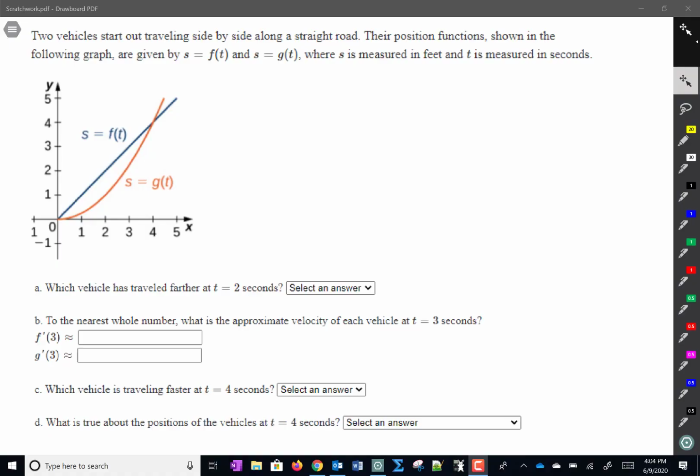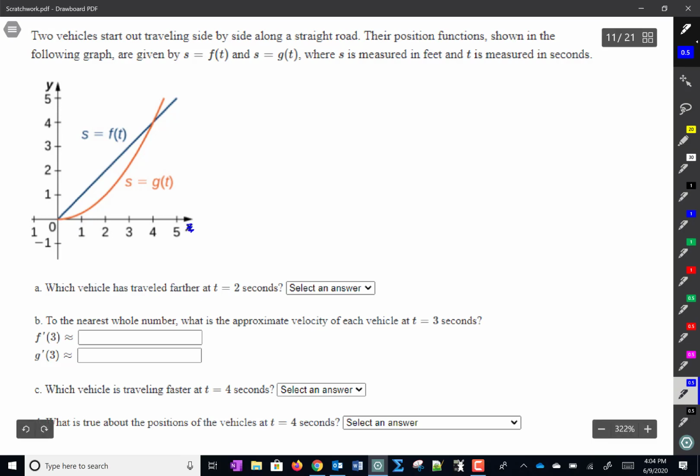In this question, we have two vehicles starting out traveling side by side along a straight road. We have their position functions, which are shown in the graph. s equals f of t is one of the vehicles, and s equals g of t is the other, where s is measured in feet and t is measured in seconds. All right, there are different parts to this question that we want to answer. Part A is which vehicle has traveled farther at t equals 2 seconds.